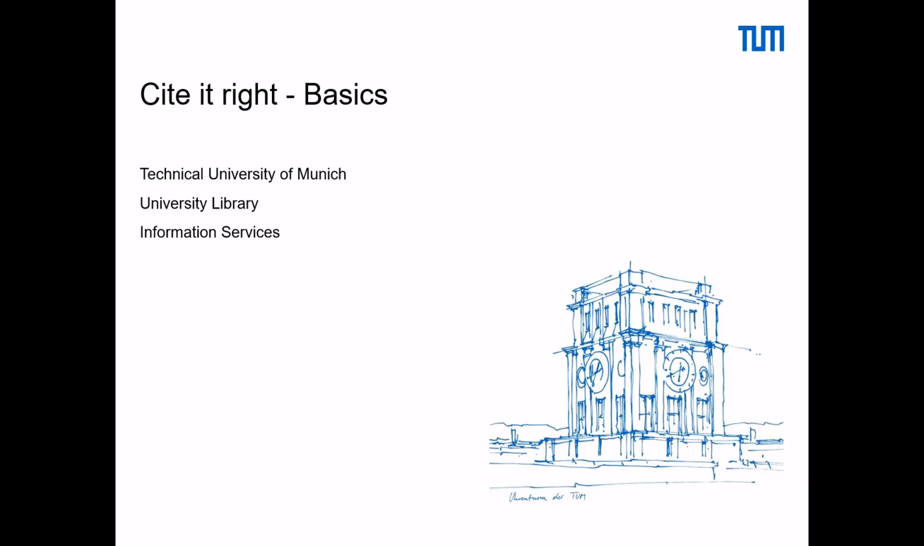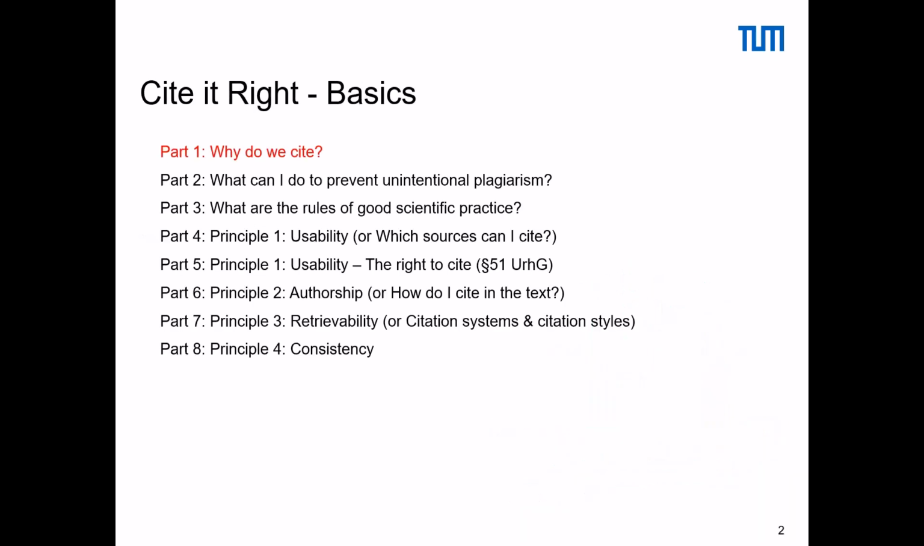In the following videos we will have a look at the basic principles of citing. In part 1 we will talk about why we have to cite. In part 2 we will have a look at how we can prevent unintentional plagiarism. In part 3 we will have a look at the rules of good scientific practice. In parts 4 to 8 we will talk about the 4 basic principles of citing.